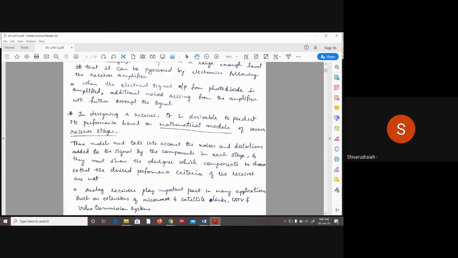Okay, so this mathematical model which we are going to develop before we actually construct an actual optical receiver must support two things. One is it must take into account the noises and the distortions that are added into the signal by various components or the blocks that come under the optical receiver section at each stage. And it must also allow the designer in selecting appropriate components so that the desired performance criteria is being met at the receiver side.